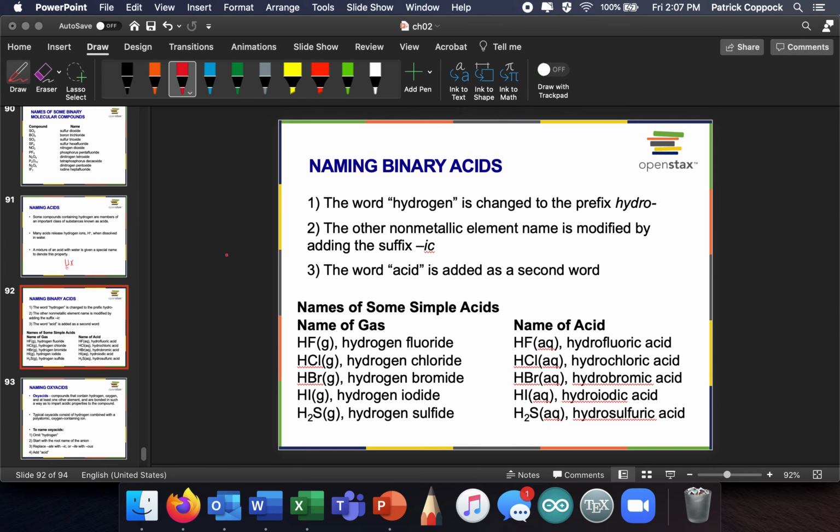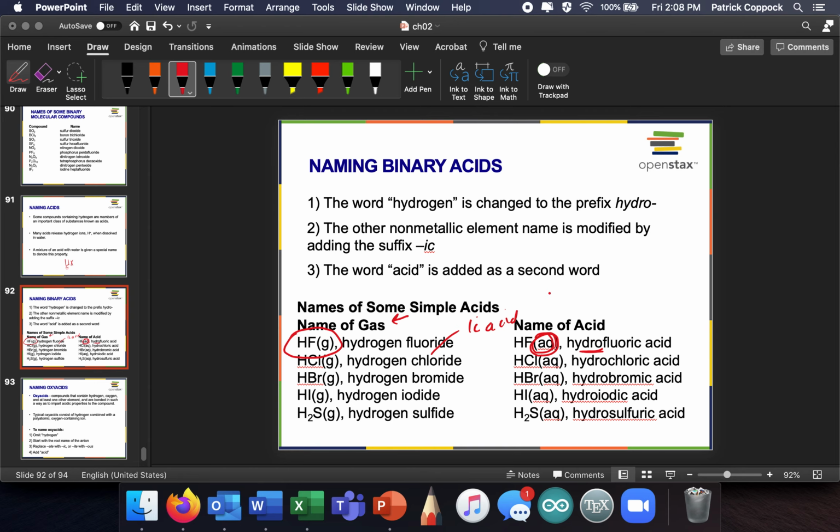So first of all, the word hydrogen is changed in the prefix to hydro. So we're no longer saying hydrogen. Like if we were naming this as a covalent compound, we would say hydrogen fluoride, right? And when it's a gas, yes, it is hydrogen fluoride. But when it's mixed with water, we denote that by saying aqueous. Then we say hydro, okay? And then we get rid of that and we put ic acid.